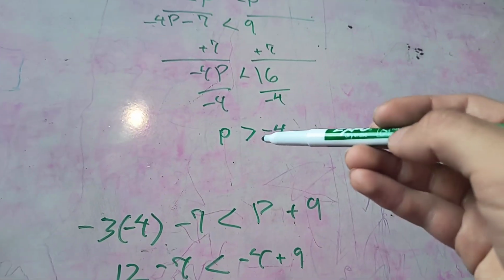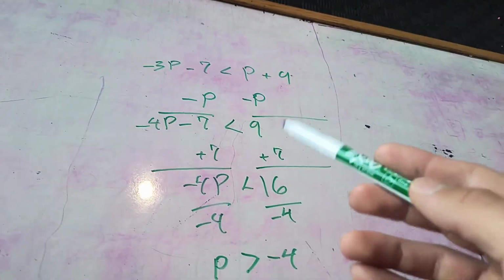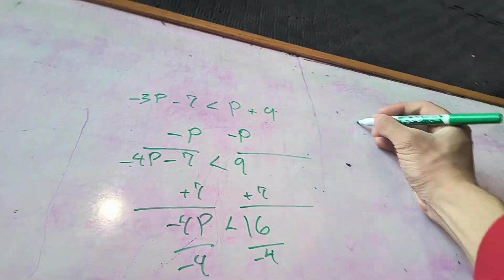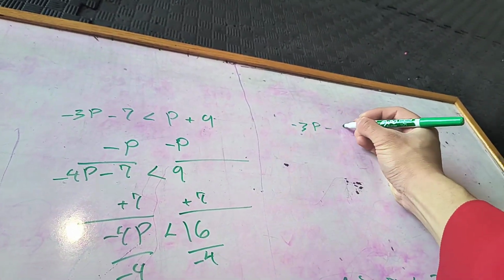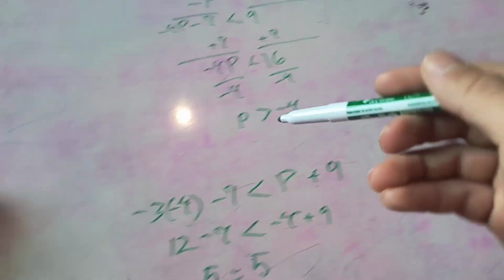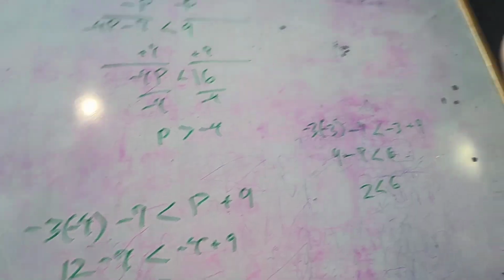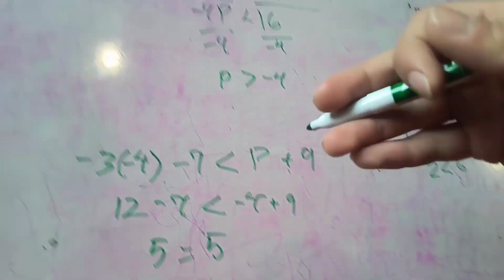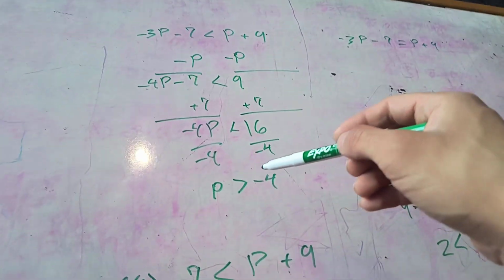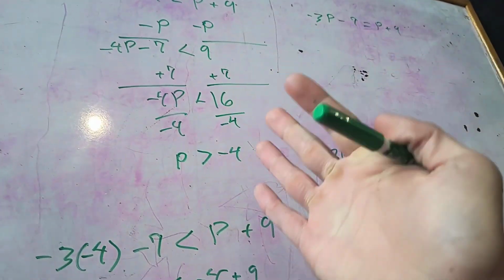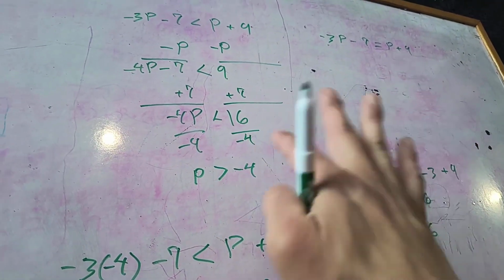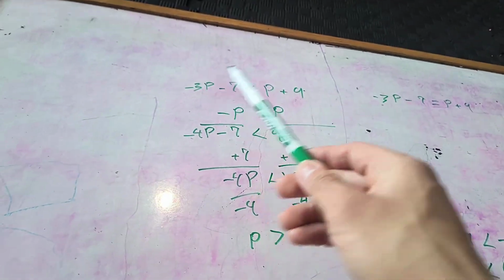So whenever I choose negative 4, I actually get an equivalent statement. So if we were saying negative 3p minus 7 is equal to p plus 9, then p would have to equal negative 4. But we weren't solving for that. We were solving for where p has to be, less than or greater than negative 4, for this statement to be true.